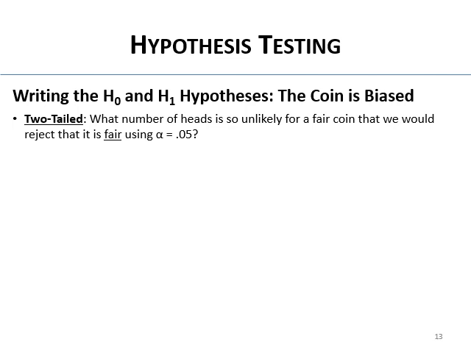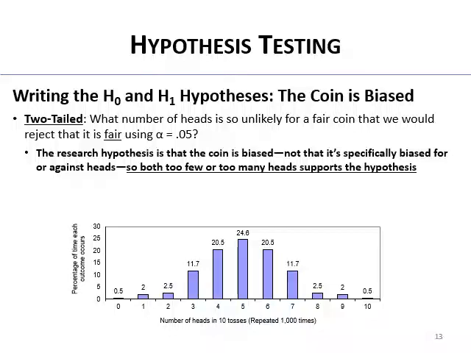So for a two-tailed hypothesis that the coin is biased, in words, what number of heads is so unlikely for a fair coin that we would reject that it's fair using an alpha of 0.05? The research hypothesis is that the coin is biased, right? That's the researcher's hypothesis. It's not specifically biased for or against heads, so both too few or too many heads support the hypothesis, right? If we're just saying the coin is biased, well, it could be biased for heads or against heads, right?